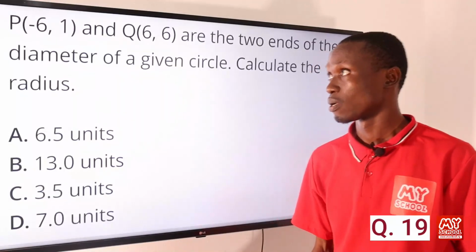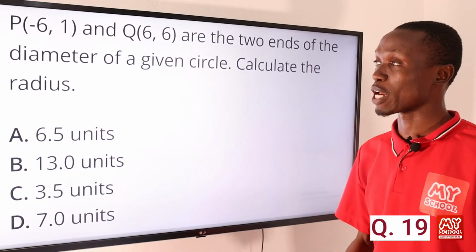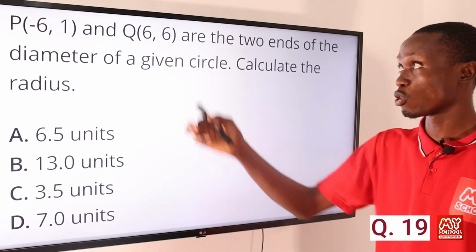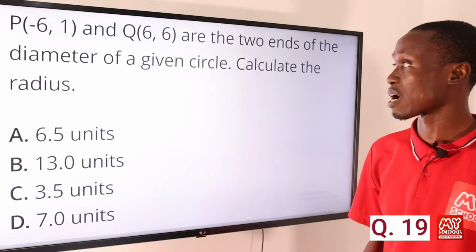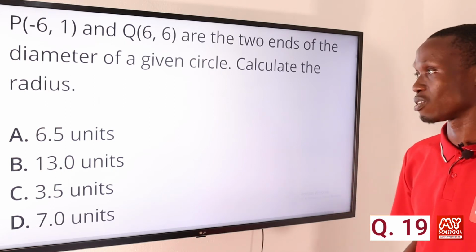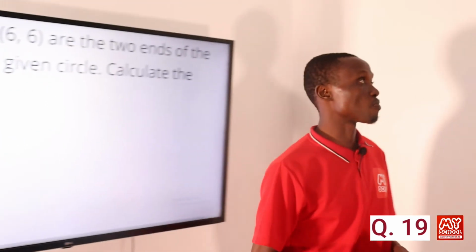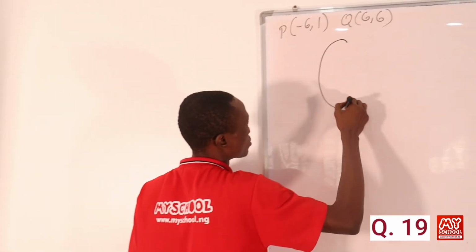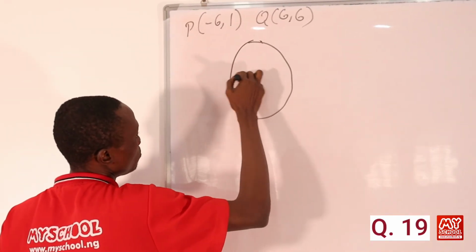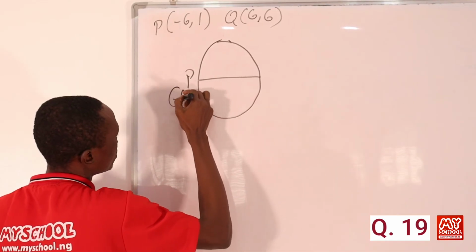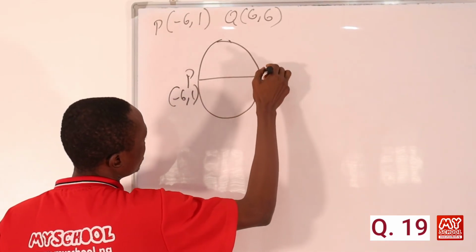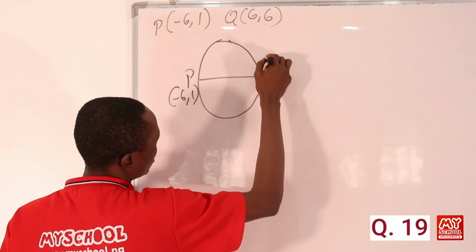Question 19. P with the coordinates -6 and 1 and Q with the coordinates 6 and 6 are the two ends of the diameter of a given circle. Calculate the radius. So let's move to the board to provide answer to this question. Let's quickly sketch the circle and the diameter, and the points of the diameter are P here, with coordinates -6 and 1, and on the other side is 6 and 6 for Q.